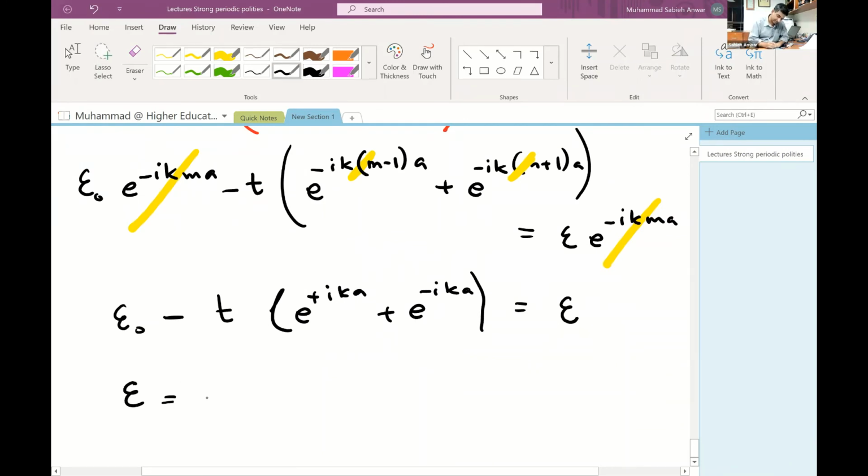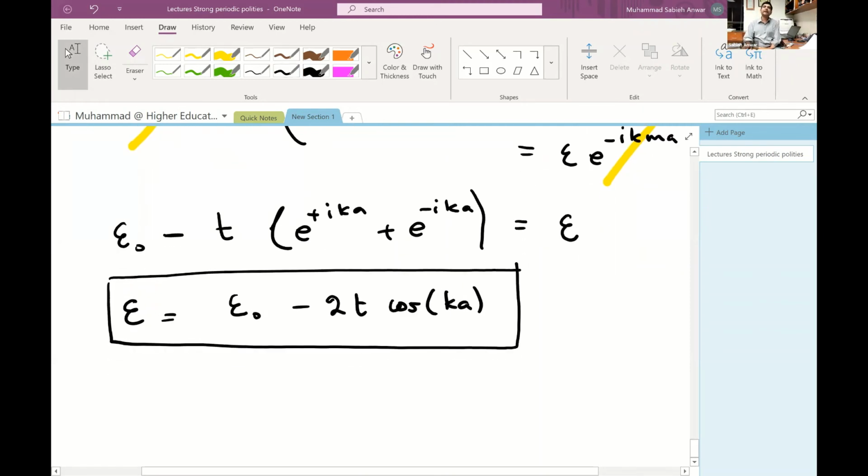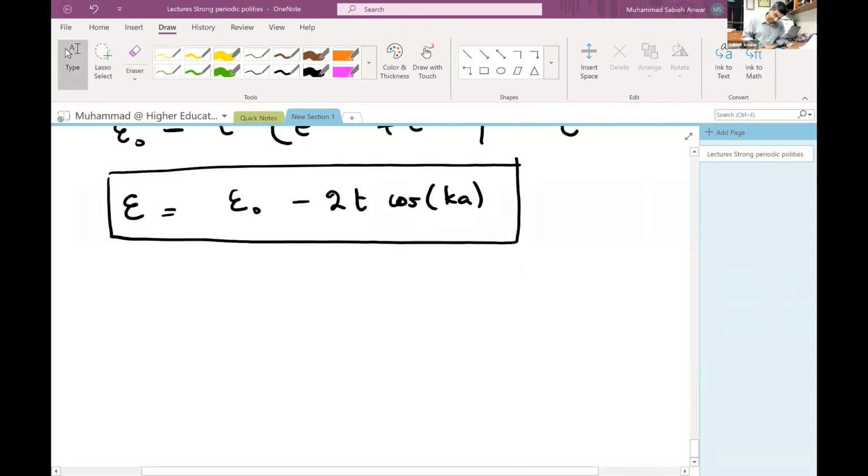My energy, these are the eigen energies of this tight binding Hamiltonian, are simply epsilon naught, which includes the atomic energy plus that correction in the potential energy because of the presence of this large number of nuclei, minus 2t cosine of k. So this is the dispersion relationship for the tight binding chain. And I can plot this as well.